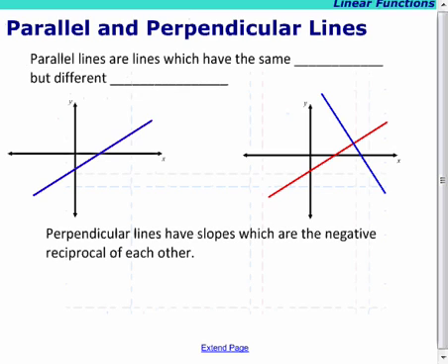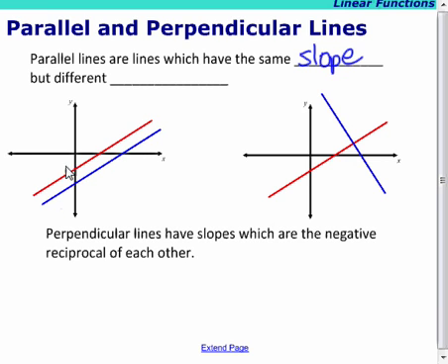Okay, the last concept talked about perpendicular and parallel lines. Just a little bit of definition. Parallel lines are lines which have the same slope. So if they have the same slope, like these two here, here's a blue one and a red one, they will never touch. Unless, I guess, it's the same line. Then they would have the same y-intercept. It would be the exact same line. So parallel lines are lines which have the same slope, but different y-intercepts.